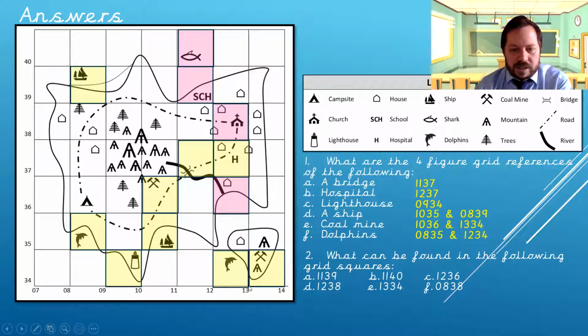In 1334, so this one here, that's where the mine is and some mountains are. And then 0838, so this square here, we have some trees, a house, and a path. And you could have chosen any of those that you were talking about.